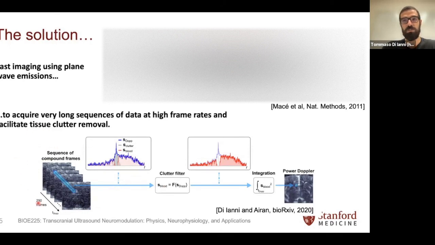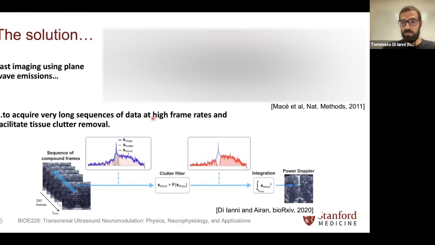And typically people have used between 200 and 500 images to create a single power Doppler image. So imagine if you had to do that with single lines, and every time you want to build a line, you need to transmit 200 times, 400 times. By the time you are done building your image, a few seconds have passed, you have such a poor temporal resolution, and besides, things have moved, so you can simply not rely anymore on the data that you're looking at.